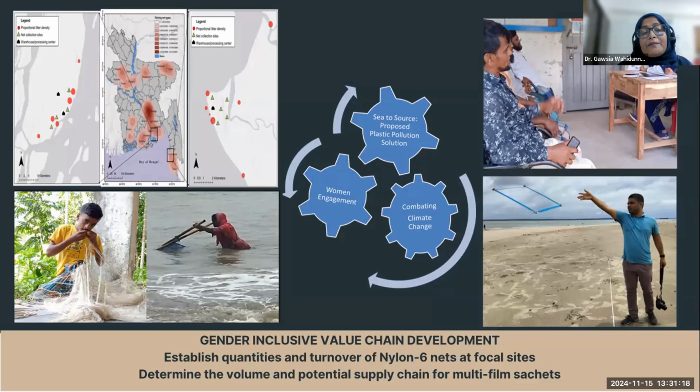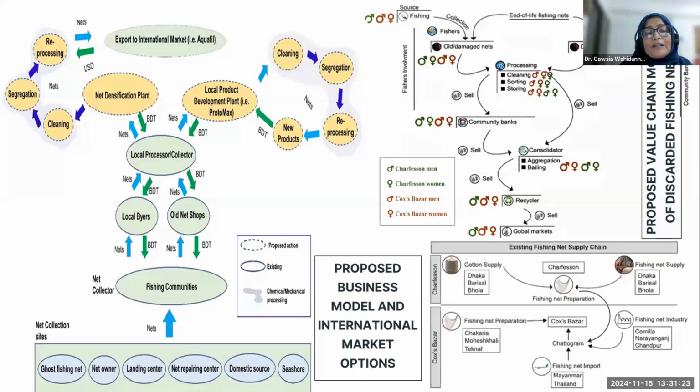We visited different net shops, and we tried to develop a business model, because we feel that if we can empower and engage fishers to repurpose or reuse this fishing net, that will actually reduce the plastic pollution from the fisheries into the rivers or aquatic systems of Bangladesh. This slide shows the proposed business model and the international market. At that time, we actually proposed an international market like Aquafil.